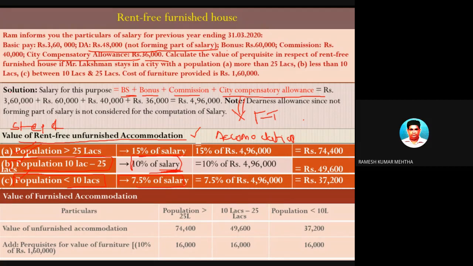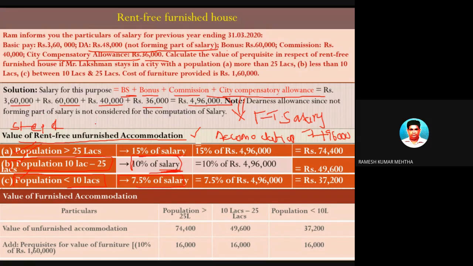So substitute these values. Basic salary is 3,60,000, bonus is 60,000, commission is 40,000, and city compensatory allowance is 36,000. If you total 3,60,000 plus 60,000 plus 40,000 plus 36,000, you will get 4,96,000 as salary. So salary for the purpose of calculation of accommodation is 4,96,000. You have to remember this. The major part of your headache is over.